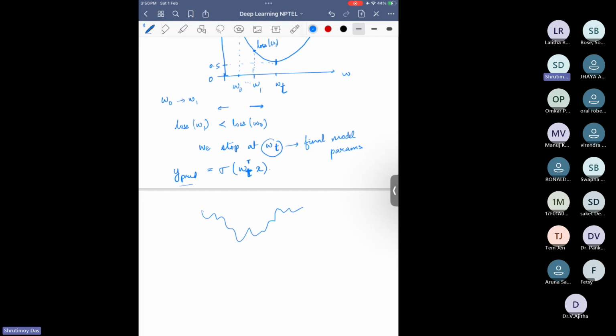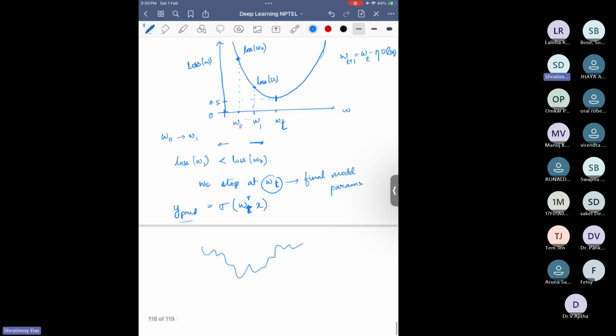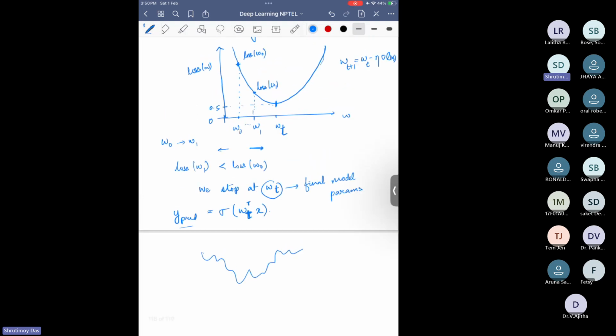Is that clear, how gradient descent helps to find the optimal set of parameters and why it works? Yes, sir. Okay. Any other questions?